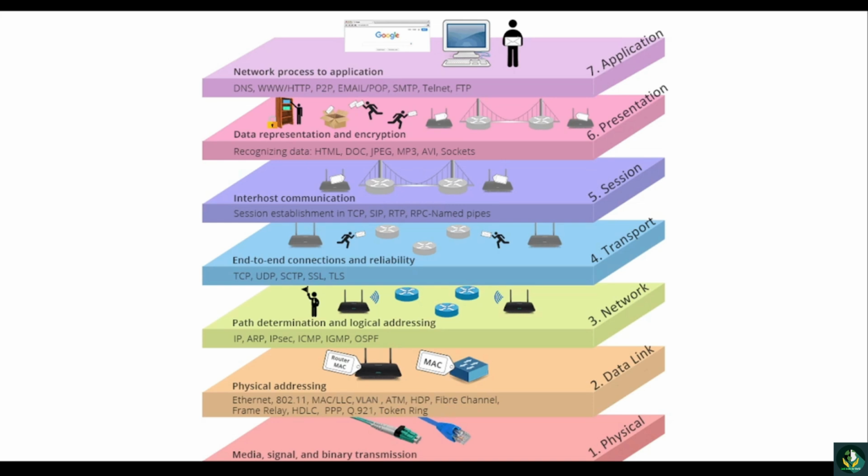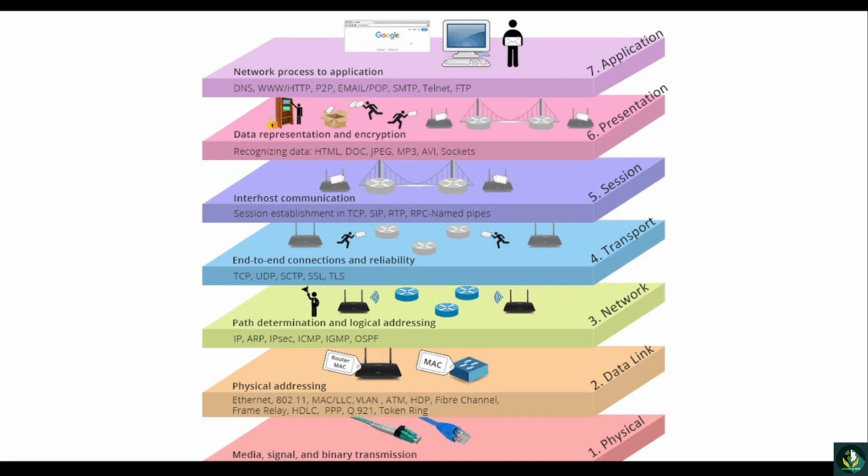Next is the network layer, that's layer 3. This layer is like the GPS of the internet. It figures out the best route for your data to travel across different networks, and it uses a logical address, that's the IP address, to guide the way. Then we have the transport layer. This layer ensures your data arrives in the right order. It manages the flow of information, checks for errors, and resends anything that got lost.